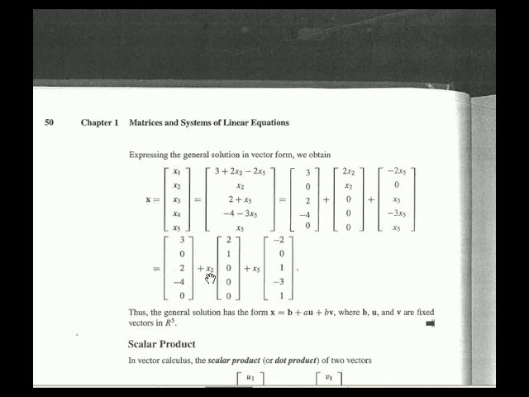You can plug in any value for x2 and x5, and you'll get a solution, and all solutions can be written like this for some x2 and x5, so that's called the general solution. Often, if there's a unique solution, then these two terms won't appear. You'll just have that solution.